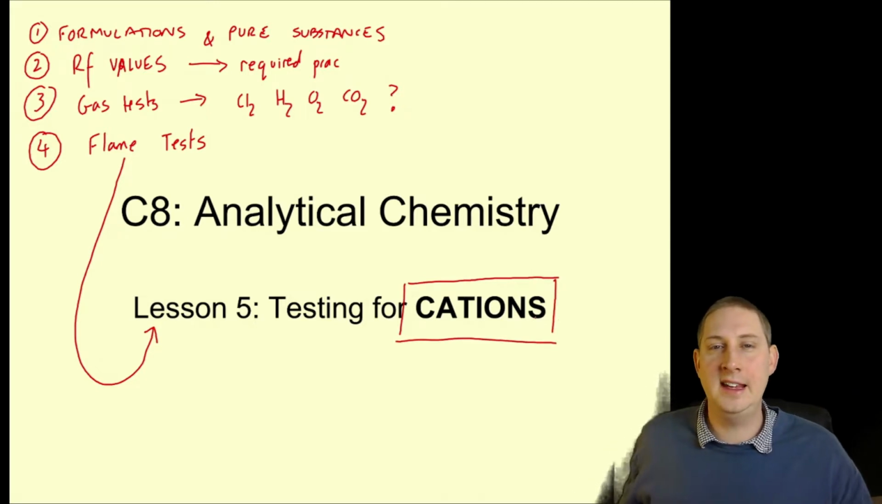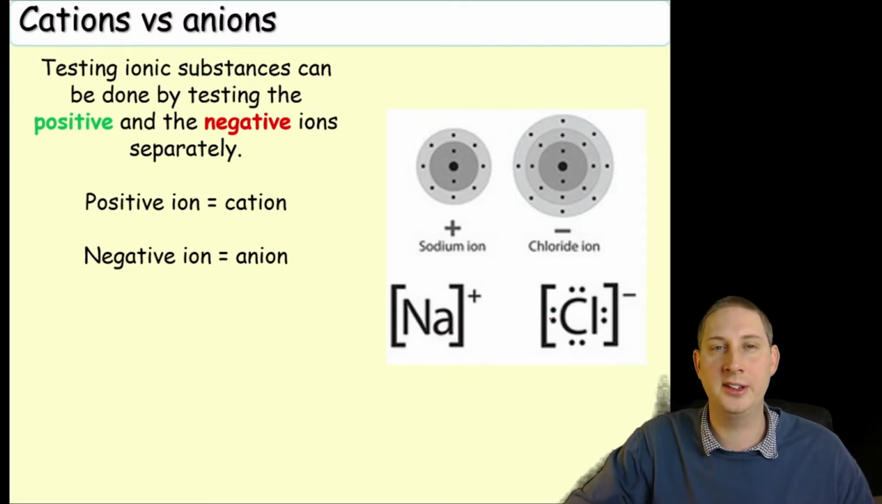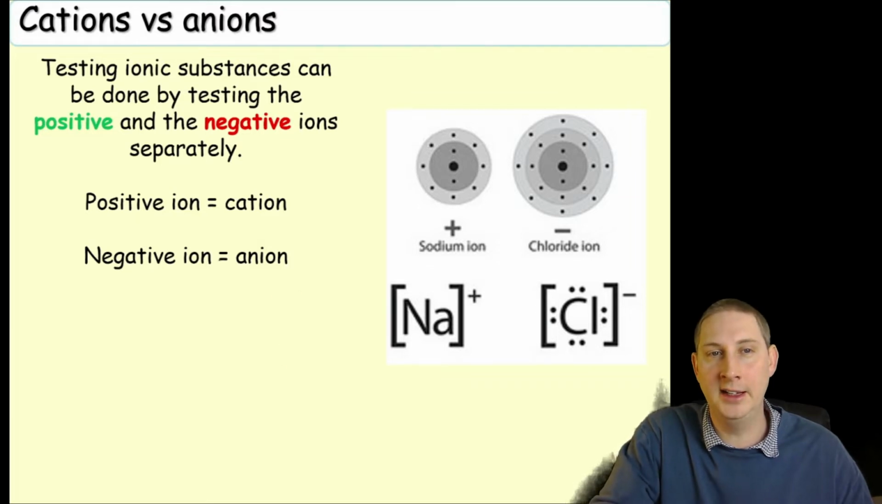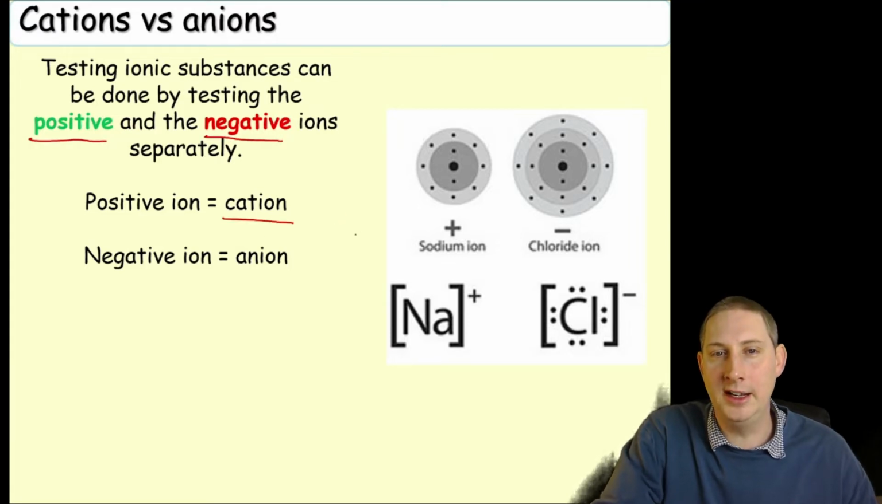So what is a cation? Well, when we try and identify what's in an ionic substance, we can do it by testing separately for the positive ions in the solution and the negative ions. A positive ion is called a cation. So in sodium chloride, the sodium plus ion is the cation. A negative ion is an anion, so the chloride ion is the anion here.